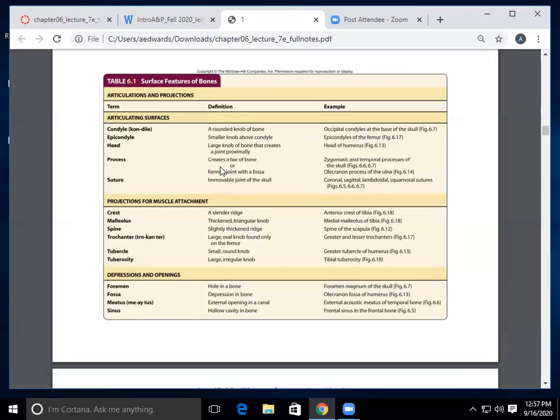So a hole in the bone, we call that a foramen, like the foramen magnum at the base of the skull, where your spinal cord comes through. A depression in the bone is called a fossa. You have an opening to the outside, from a canal, we call that a meatus. So like you have the external acoustic meatus on your temporal bone, right where your ear canal is.